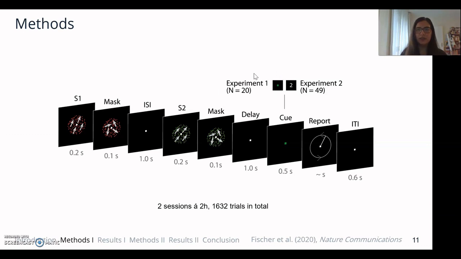As I told you, in the first experiment we cued the target item via color, and in the second experiment via its serial position. Participants had to come in for 2 sessions of 2 hours, which gave us quite a bit of trials for each participant.